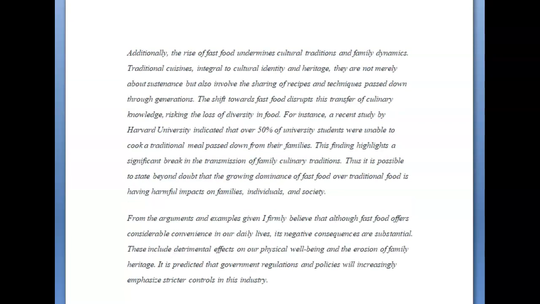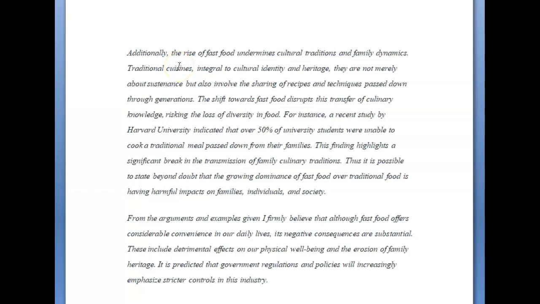Let's see. Additionally, the rise of fast food undermines cultural traditions and family dynamics. Traditional cuisines, integral to cultural identity and heritage, are not merely about sustenance. You don't need this "they," because this is your subject, traditional cuisines.